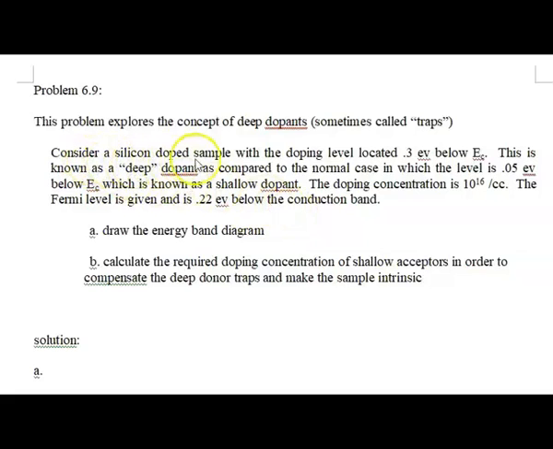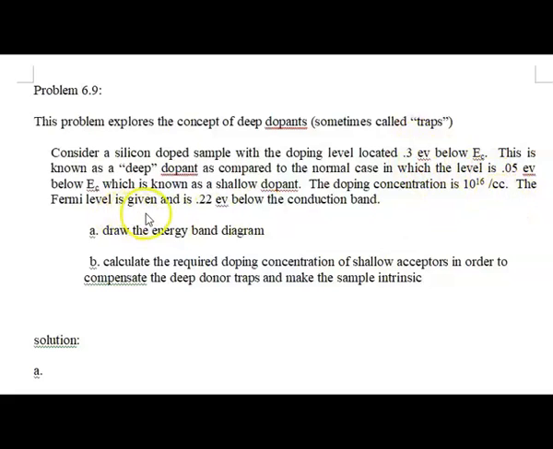So consider a silicon doped sample with a doping level located 0.3 eV below EC. Now that is not shallow, that is deep. What is shallow? 50 milli eV. This is 300 milli eV. So this is called a deep donor, or sometimes called a trap. The doping concentration is 10 to the 16th. In other words, there are 10 to the 16th of these bad boys located 0.3 eV below EC.